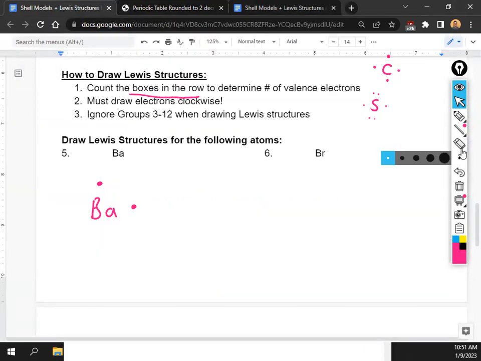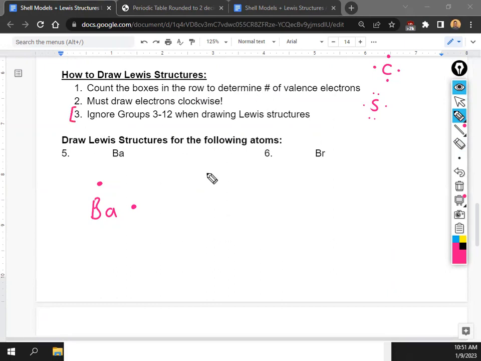All right, now there is one important thing you want to keep in mind, and I want you guys to write this one down. This is the only one you need to write down. When you do Lewis structures, you're going to ignore groups 3 through 12. And I'll tell you what that is in just a second. But when you do Lewis structures, you ignore groups 3 through 12. This is an important rule to remember, or your Lewis structures are going to look really weird. You're going to ignore groups 3 through 12.